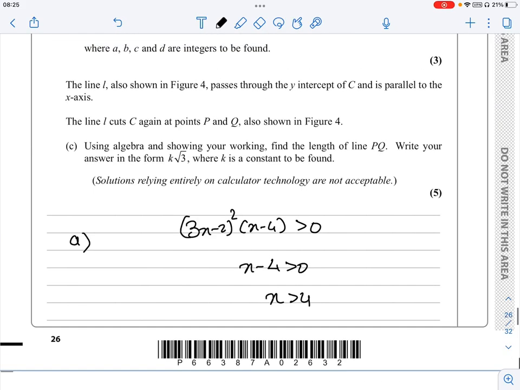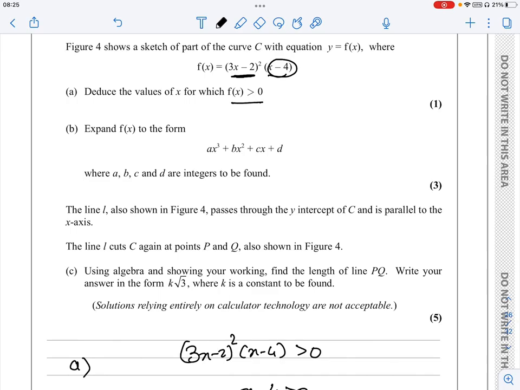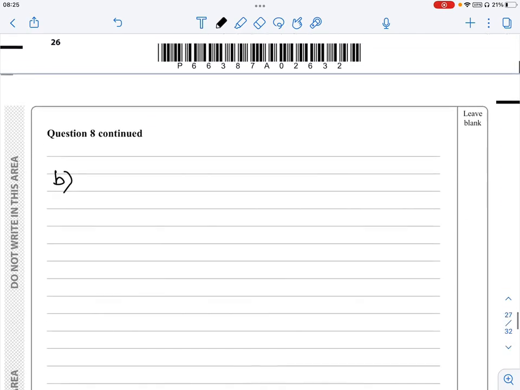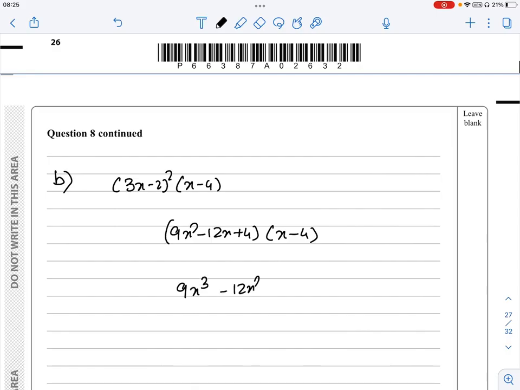Now coming to part B, expand that in the form ax cubed plus bx squared plus cx plus d. So 3x minus 2 whole squared times x minus 4 is 9x squared minus 12x plus 4 times x minus 4. So it becomes 9x cubed minus 12x squared plus 4x minus 36x squared plus 48x minus 16. Simplify that, it becomes 9x cubed minus 48x squared plus 52x minus 16. That's going to be part B.